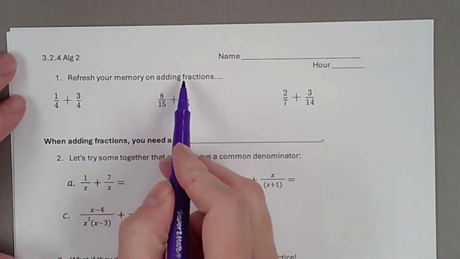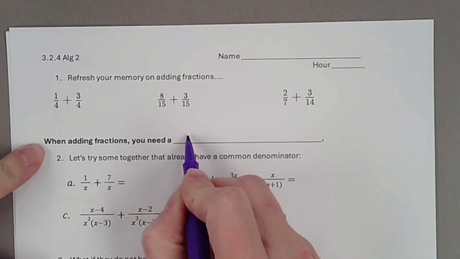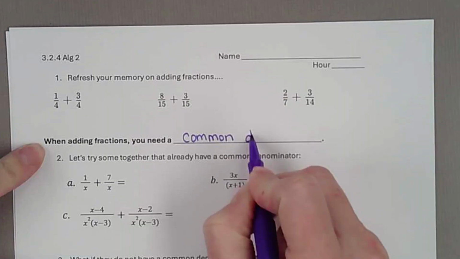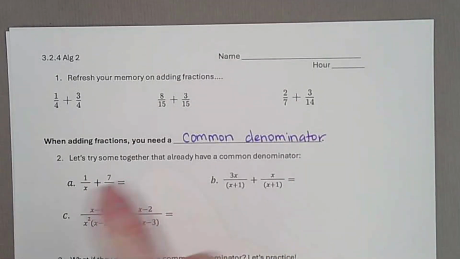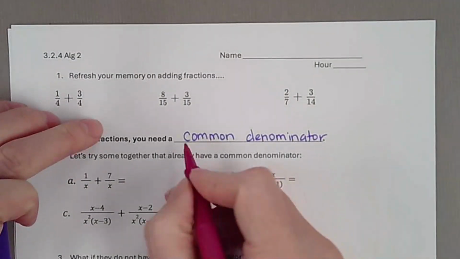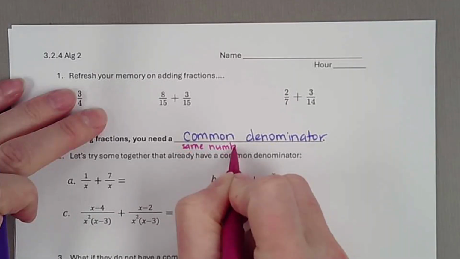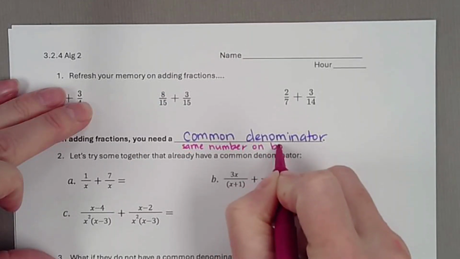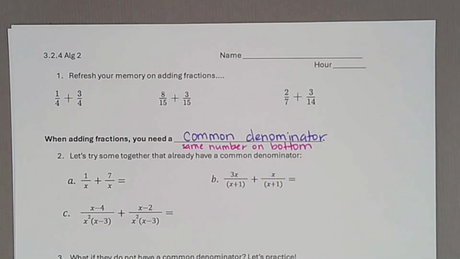So when we add fractions, one thing we have to look for is that we have to have a common denominator. What that means is we need to have the same number. That's what common means. And then the denominator is the bottom. So before you can add fractions, you need to double check that you have the same number on the bottom of your fractions.